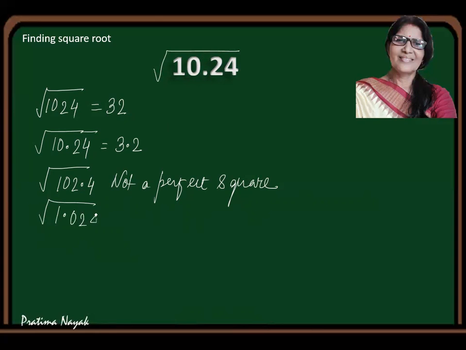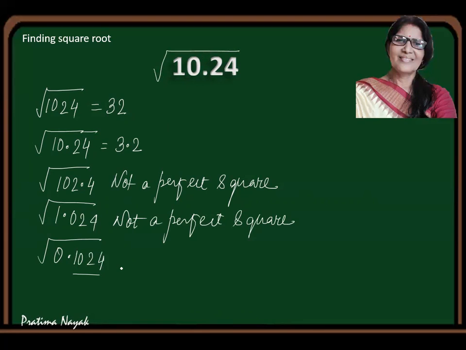1.024? Not a perfect square. 0.1024? Yes, there are 4 digits. How much will it be? So the square root will have 2 digits. So I'll write 0.32.